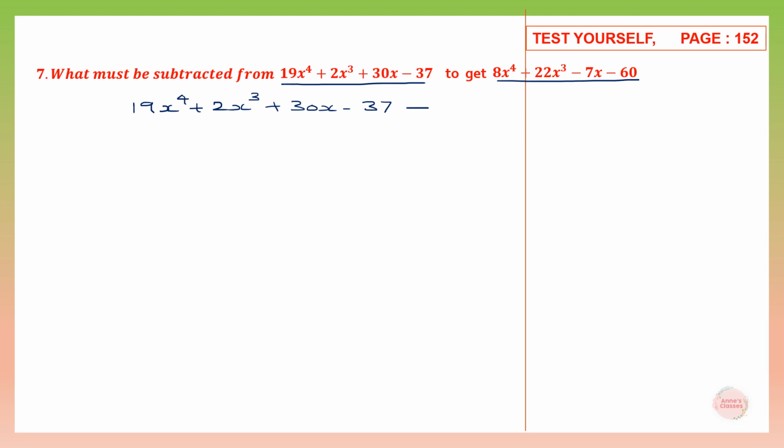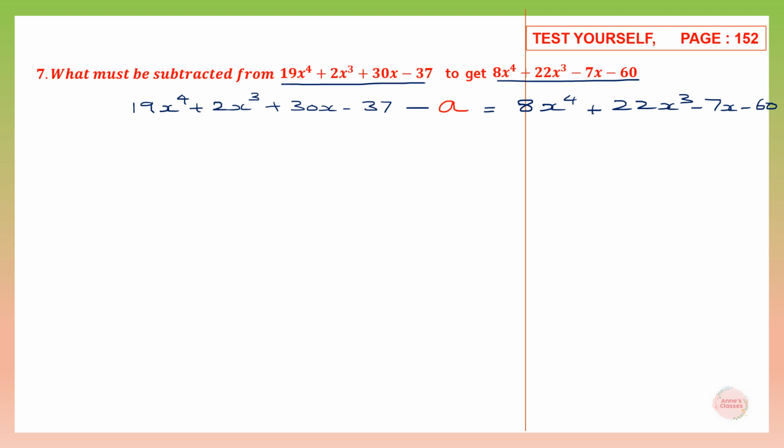Since we already have x here, let me name this unknown number as a. So we'll call it a. And what should we subtract? That means a should be subtracted from the other number to get 8x to the power of 4 plus 22x to the power of 3 minus 7x minus 60.